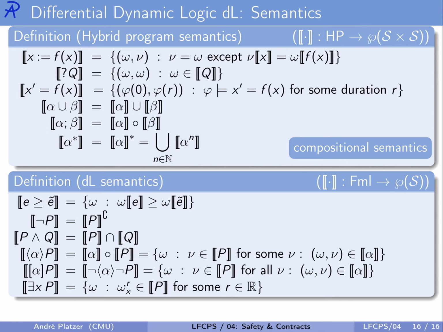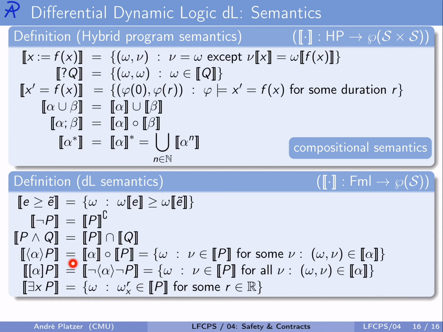And the same in differential dynamic logic formulas. The meaning of e greater or equal e tilde is the set of all states in which evaluating the left-hand side gives us a value that's greater or equal than evaluating the right-hand side. The meaning of not p is the complement of the set of all states where p is true. The meaning of p and q is the set of all states where p is true intersected with the set of all states where q is true.